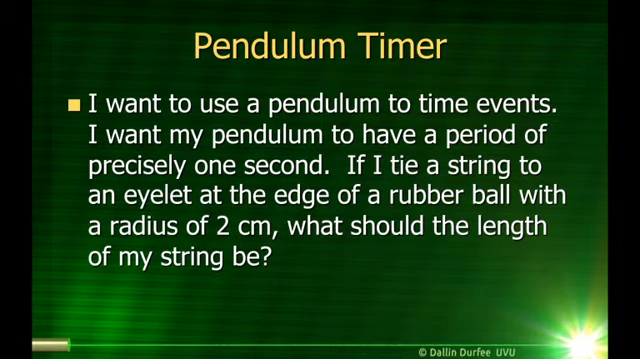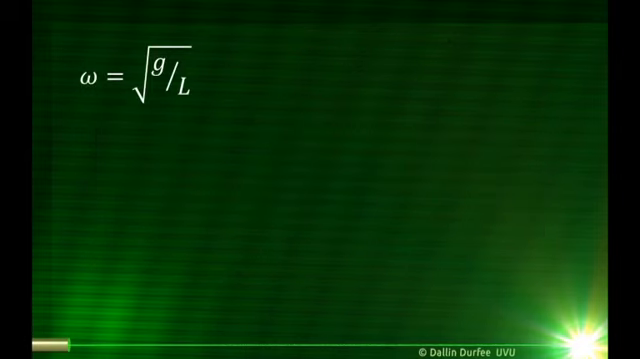All right, so here's an example problem we could do. I want to use a pendulum to time events. I want my pendulum to have a period of precisely 1 second. If I tie a string to an eyelet at the edge of a rubber ball with a radius of 2 centimeters, what should the length of my string be? Well, the angular frequency is the square root of g over L, and if I could find the angular frequency, I could find the period, which is what I want, right?